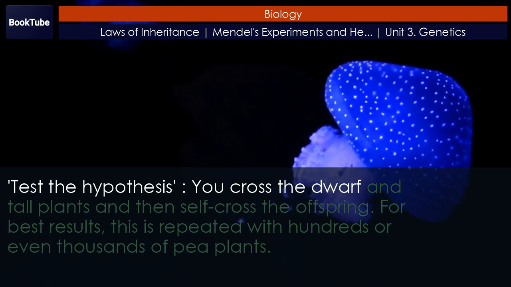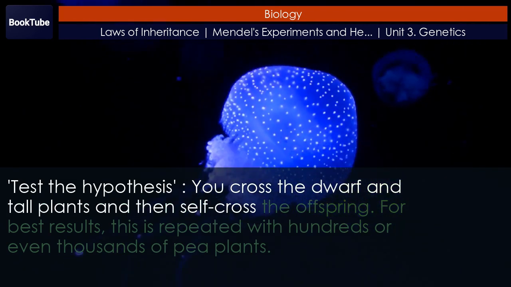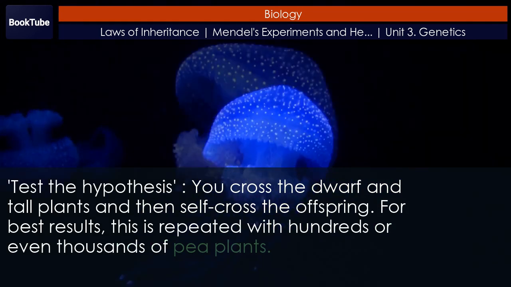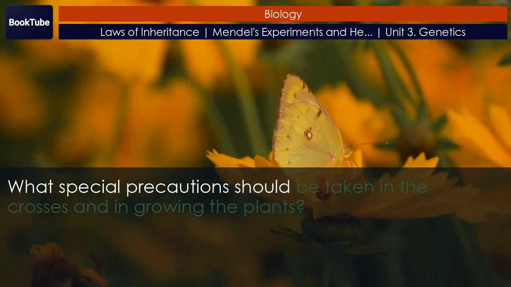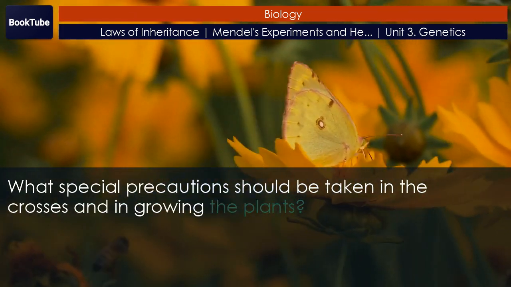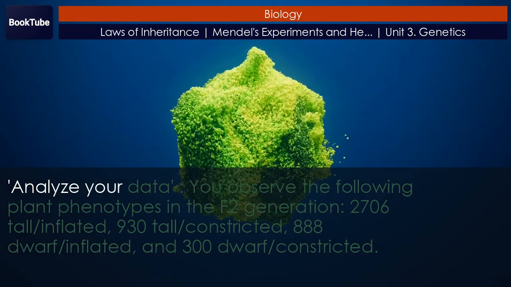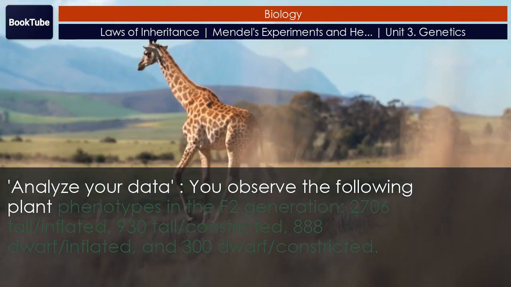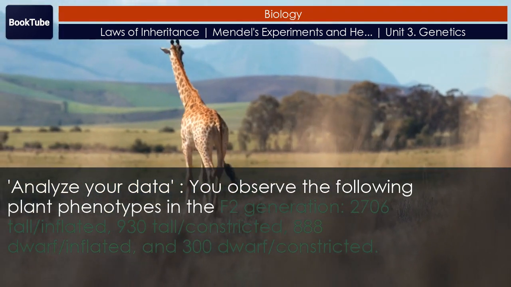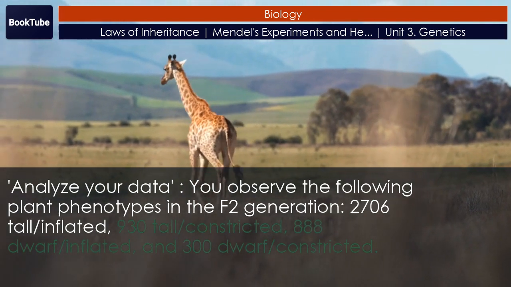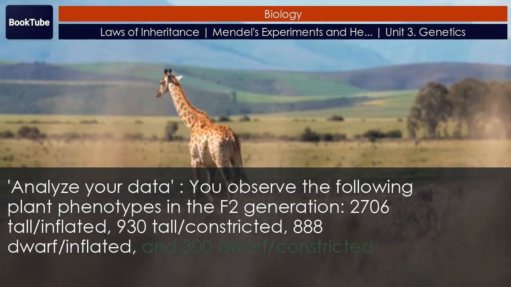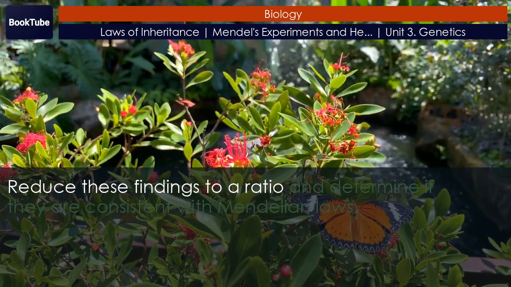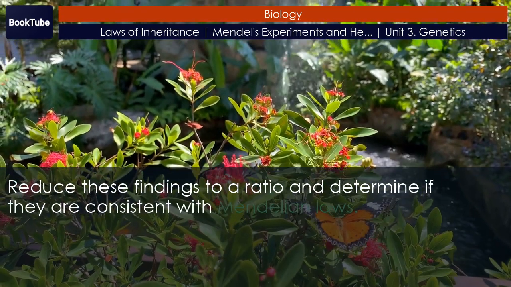You cross the dwarf and tall plants and then self-cross the offspring for best results. This is repeated with hundreds or even thousands of pea plants. What special precautions should be taken in the crosses and in growing the plants? Analyze your data. You observe the following plant phenotypes in the F2 generation: 2,706 tall, inflated; 930 tall, constricted; 888 dwarf, inflated; and 300 dwarf, constricted. Reduce these findings to a ratio and determine if they are consistent with Mendelian laws.